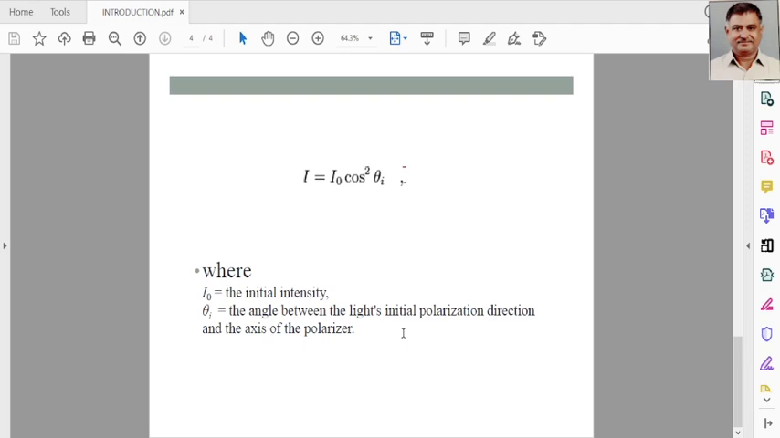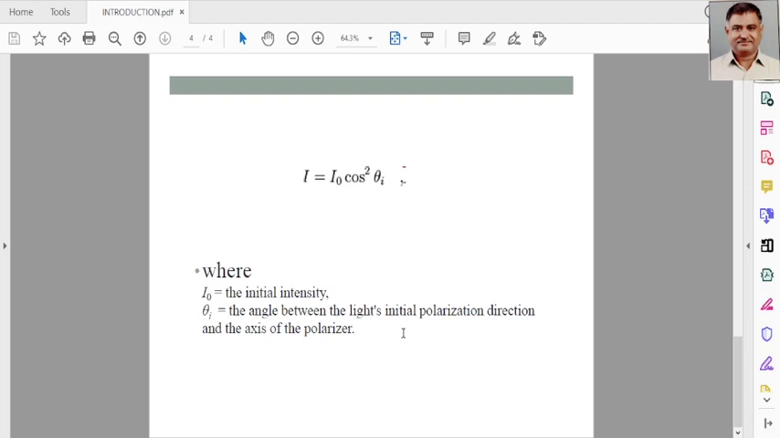In this chapter, we are discussing the important terms and explanations: what is polarization, what is Malus' law, what is the concept of double refraction, how we get the O ray and E ray, then Huygens' theory of double refraction, then the concept of the optic axis, and then in the next lecture we will see the Nicol prism.